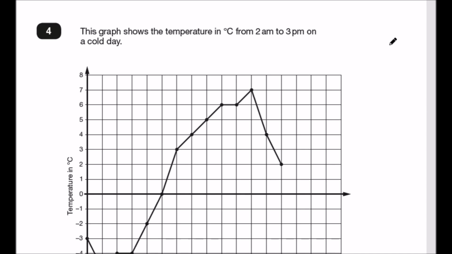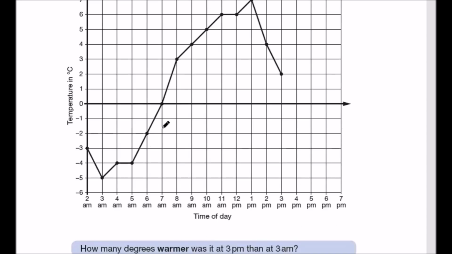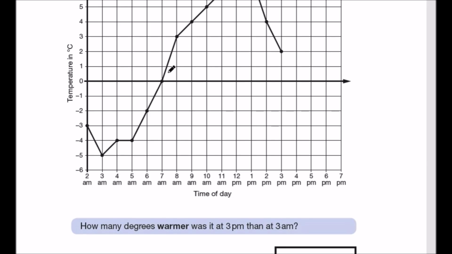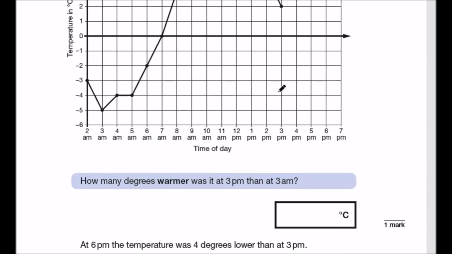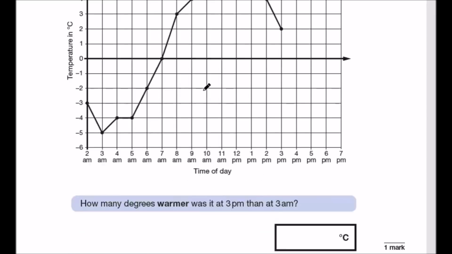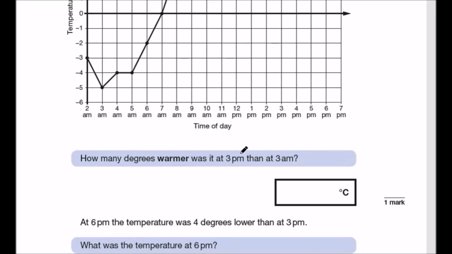Alright, so the graph shows the temperature in Celsius degrees from 2 a.m. to 3 p.m. on a cold day. Ooh, man, it's chilly down here. I wonder what country this is. Probably Slovakia or something in Eastern Europe. Or maybe the UK. Probably it's the UK.